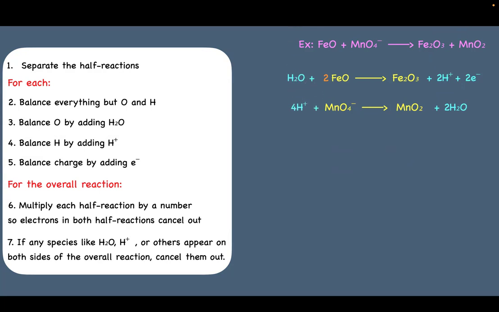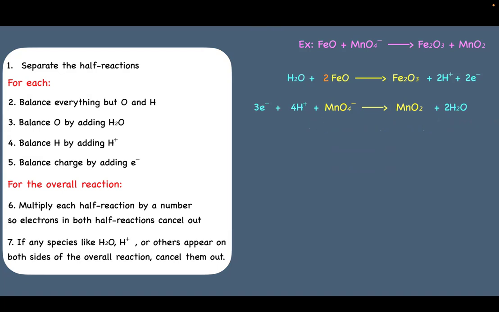And then step 5 is balancing charge by adding electrons. So we look at the overall charge on both sides. The left side has a positive charge of 3, and that's because we have 4 hydrogens with a +1, which makes it +4. And then MnO4 is -1, so the overall charge would be +3. But on the right-hand side, both molecules are neutral, so the overall charge is 0. Because of that, we have to add 3 electrons to the left-hand side. And now this half reaction is balanced too.